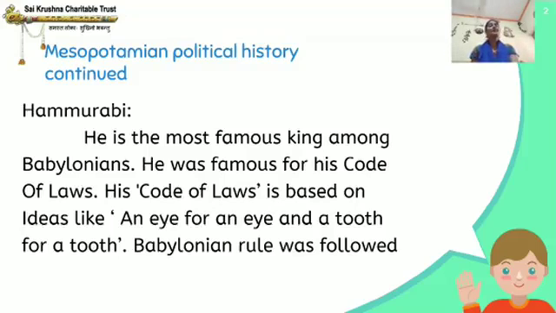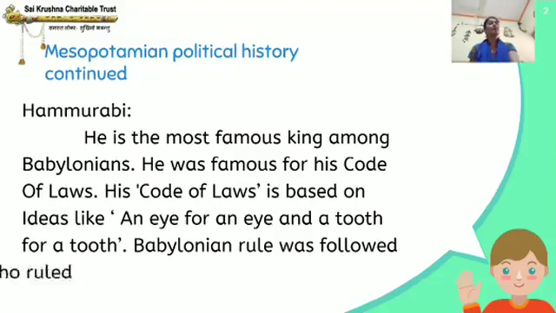So Hammurabi was the most famous king among the Babylonians, and he was famous for his code of laws. His code of laws was based on ideas like an eye for an eye and a tooth for a tooth. I told you, if one fractures another person's eye, then he will also get fractured in the eye in return.